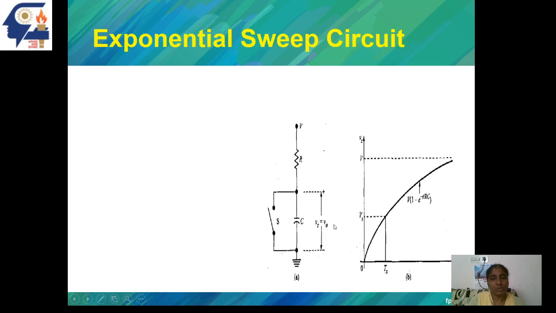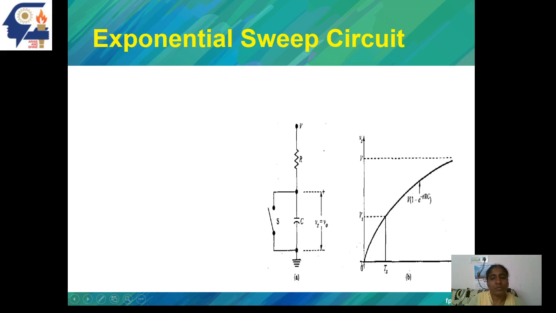The output is a voltage waveform, so it can be called an exponential voltage sweep circuit. This is a simple circuit designed using a resistor, a capacitor, a switch, and a voltage source V. Before time t equal to 0, the switch is in closed condition, and as it is a short circuit, the output voltage is 0. At t less than 0, the switch is closed and the output is 0.